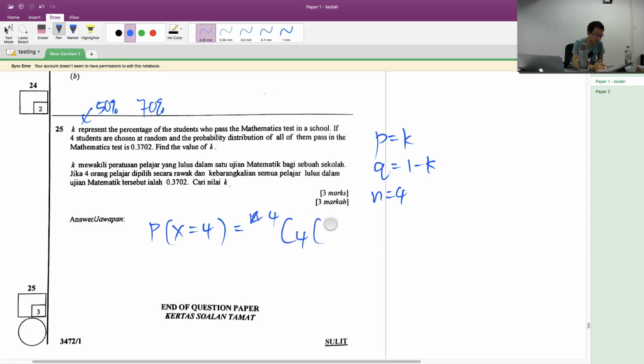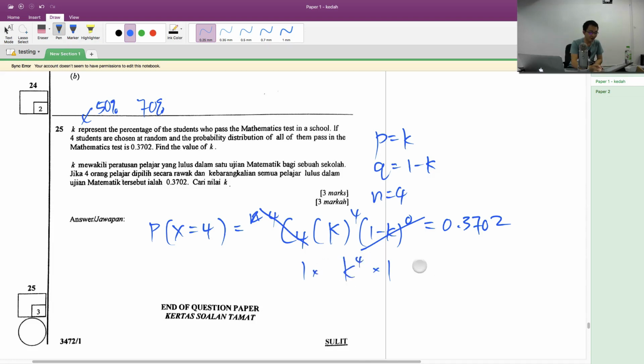Alright, then P is K, and then to the power of 4, Q will be 1 minus K to the power of 0, which will equal 0.3702. Alright, if you have a calculator, you know 4C4 equals 1. And everything to the power of 0 equals 1. So in this, over here, you only have K to the power of 4 left.